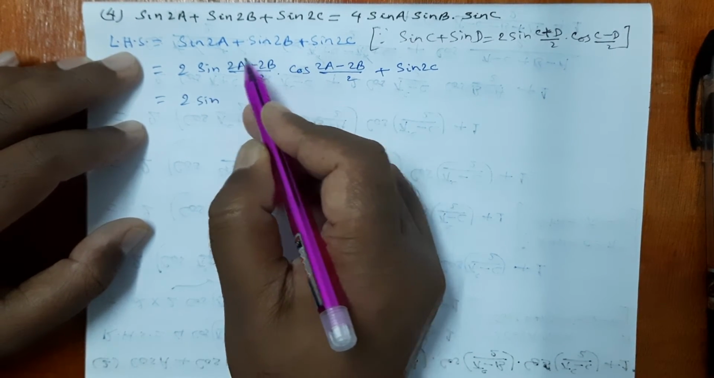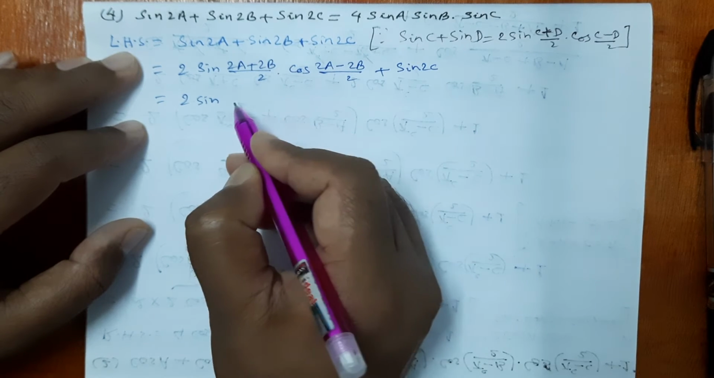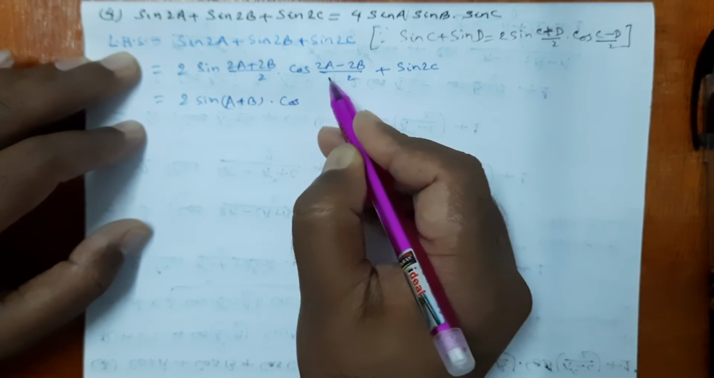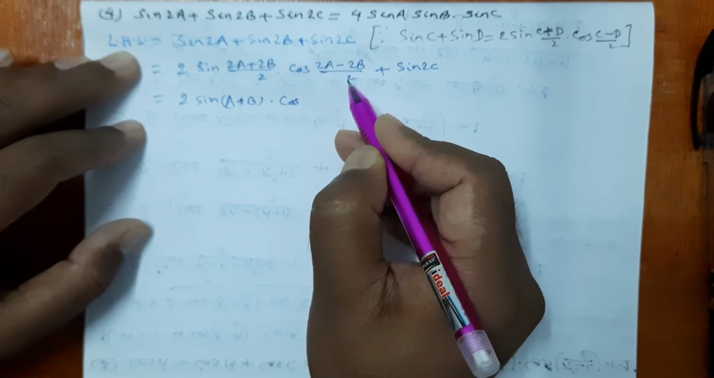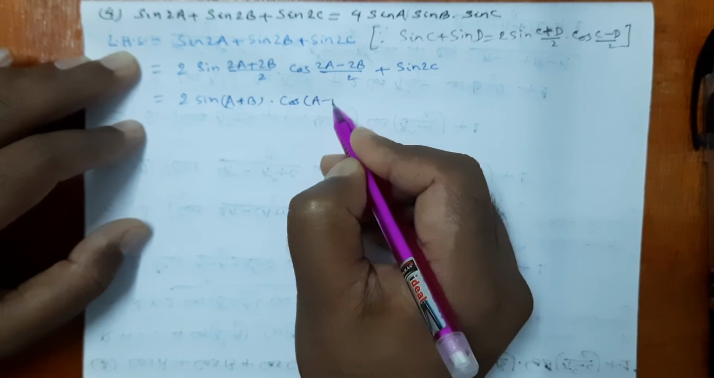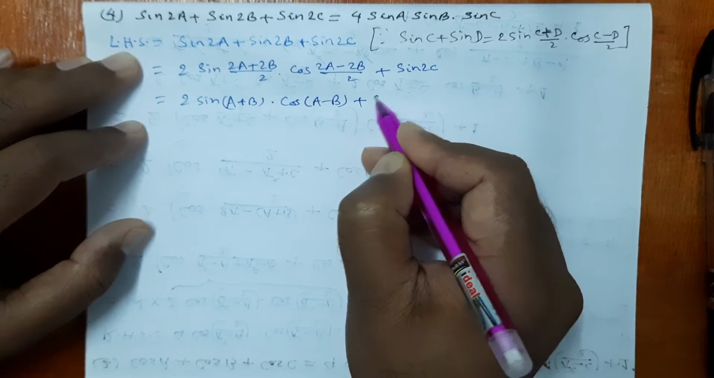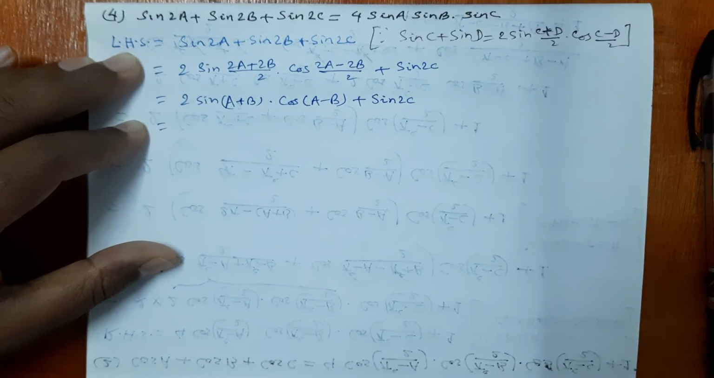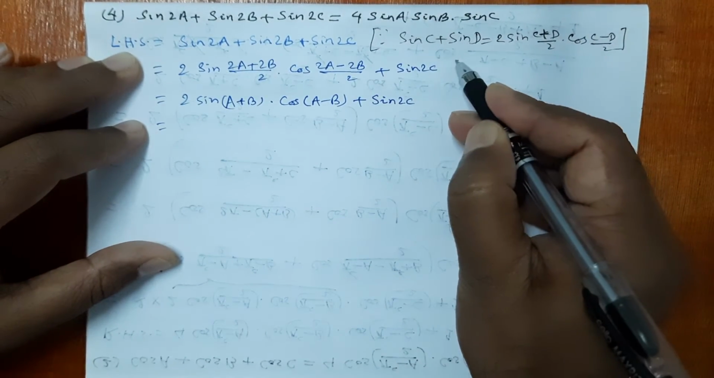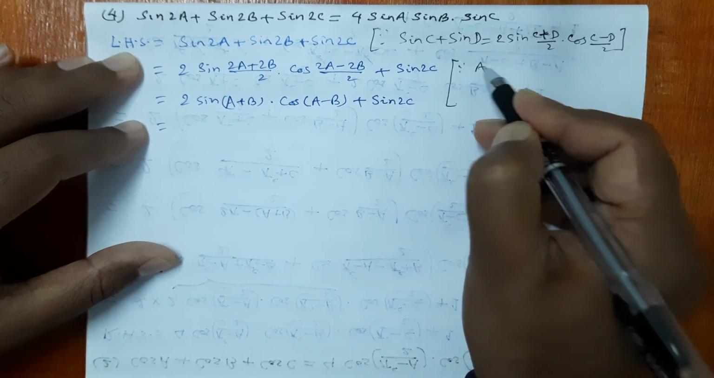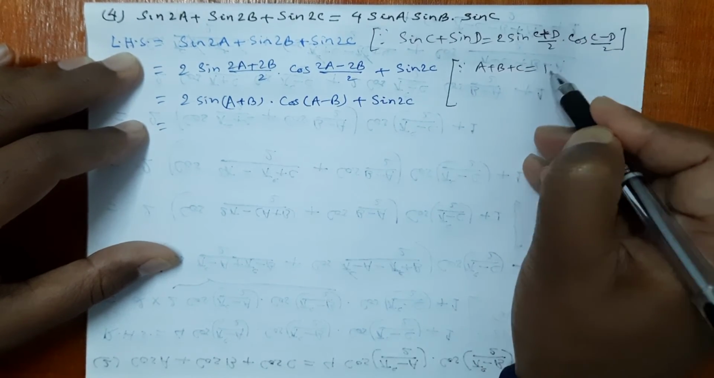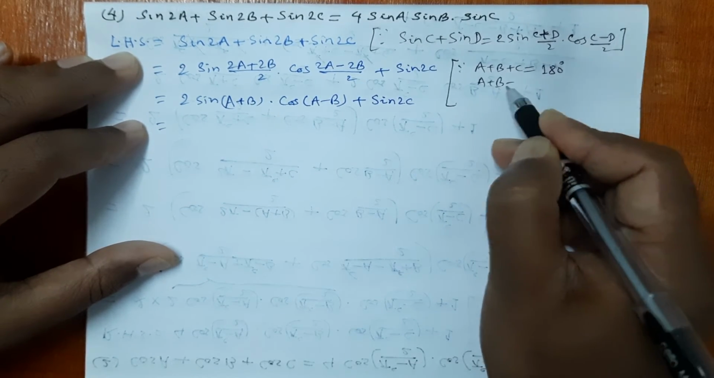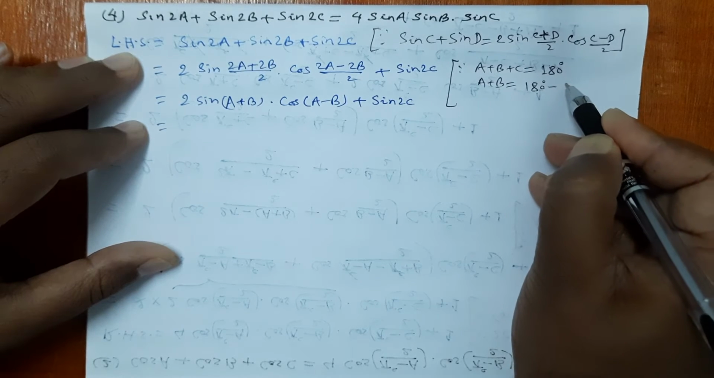This equals 2 sin. The 2 from the numerator will be common, and that 2 and this 2 will be cancelled, so we can simply write A plus B here. In cos also, the common 2 and this 2 will be cancelled, so we can simply write A minus B here, plus sin 2C. As you know, A plus B plus C is given as pi radian, that means A plus B plus C equals 180 degrees, pi radian is 180 degrees, and A plus B equals 180 degrees minus C.